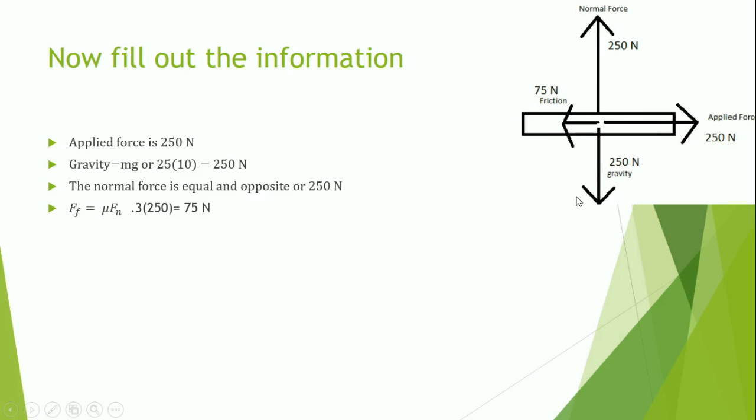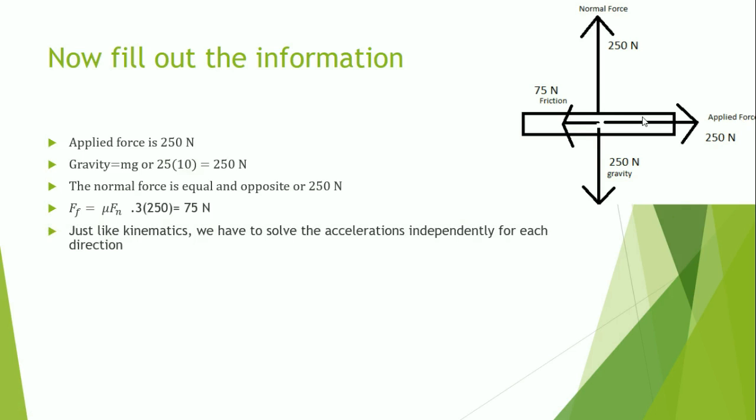So basically, this object has a normal force of 250 and gravity of 250, so they're balanced. The friction is small, but the applied force is so much greater, so this object's definitely going to be moving to the right because the net force is to the right. So when you're doing these free body diagrams, think about the net force in both directions. Just like kinematics, we have to solve the accelerations independently in each direction.